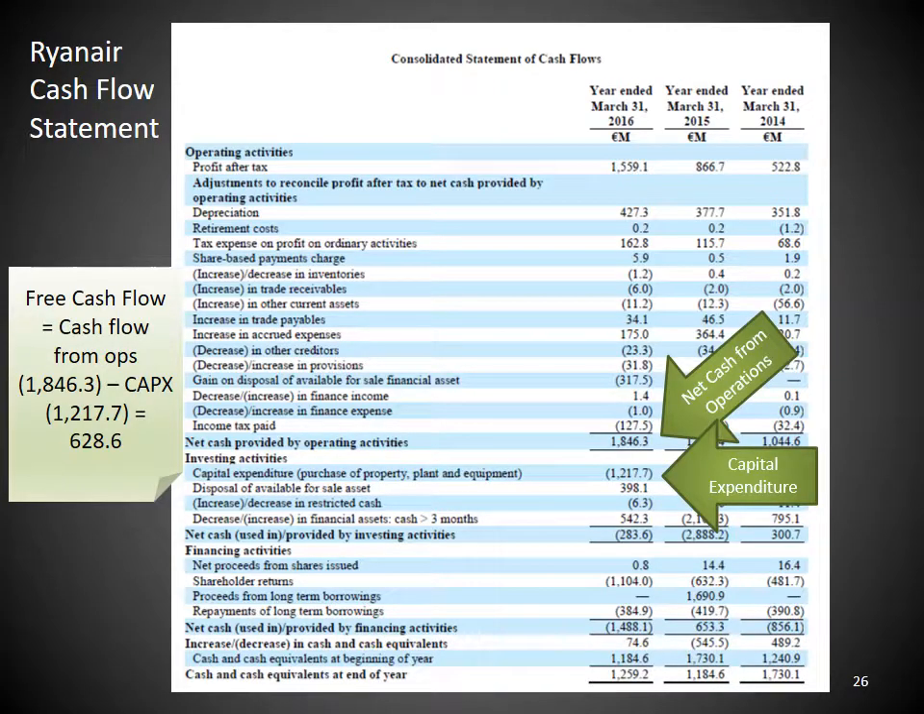This is how to identify the cash flow. This is a cash flow statement for Ryanair. These are the cash flow from operations, 1.8 billion. And down here, the 1217.7 is the capital expenditure. In Ryanair's case, that is mainly on buying new aircraft.